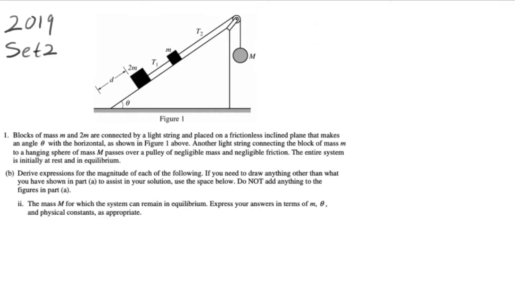B double I. The mass M for which the system can remain in equilibrium. Express your answers in terms of these variables and physical constants. Alright, so we're still dealing with equilibrium, but this time we're trying to find mass, big M. So I immediately think back to Newton's second law again, but this time we're going to use a system of only the big mass. So we can get that F net equals the total mass times acceleration, but since it's in equilibrium, it equals 0.